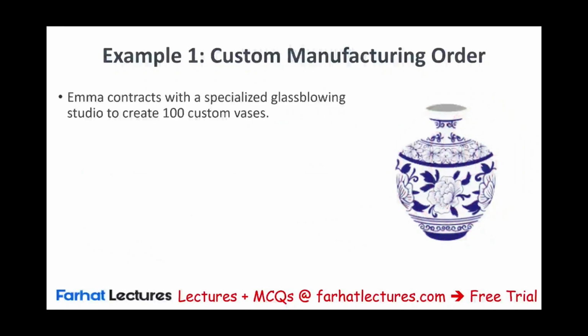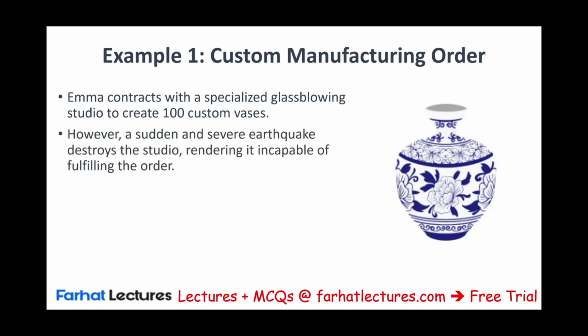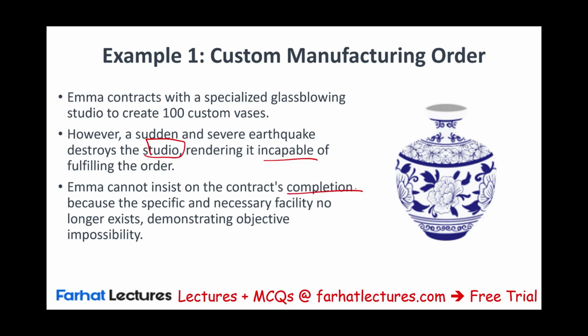Emma contracts with a specialized glass-blowing studio to create 100 custom vases. There's a valid contract. However, a sudden and severe earthquake destroyed the studio, rendering the people that work there incapable of fulfilling the order. Well, under those circumstances, Emma cannot insist on the party completing the contract because the necessary equipment no longer exists, and this is a demonstration of an objective impossibility.